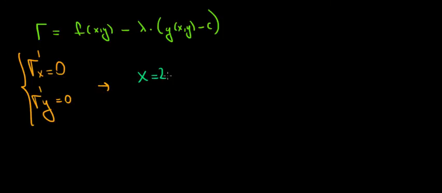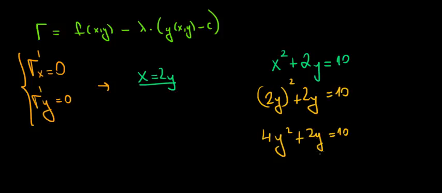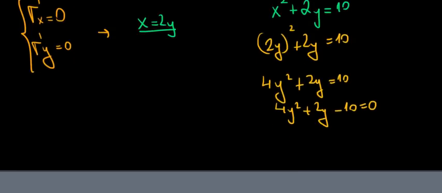Let's say x equals 2y, for instance. If x equals 2y, and then we have the constraint that x squared plus 2y is equal to 10, well, we can substitute 2y into x, and we would have, for instance, 2y squared plus 2y equals 10. So we have 4y squared plus 2y equals 10, and then we can start solving by using the quadratic formula. 4y squared plus 2y minus 10 equals 0, and we would find out, let's say, 2y values.